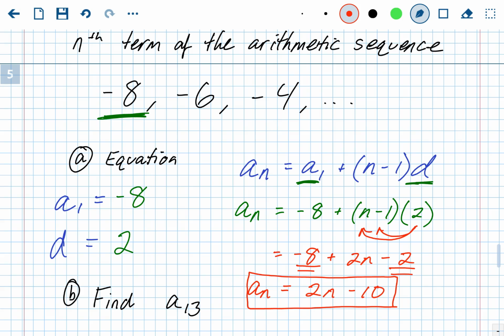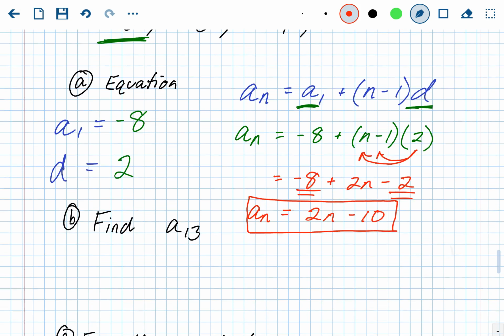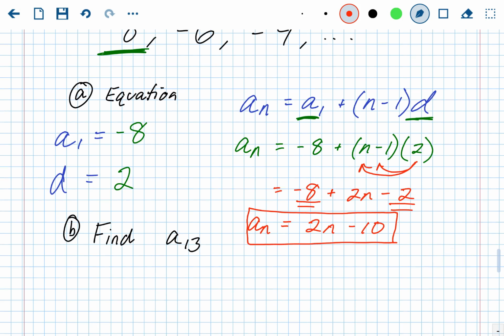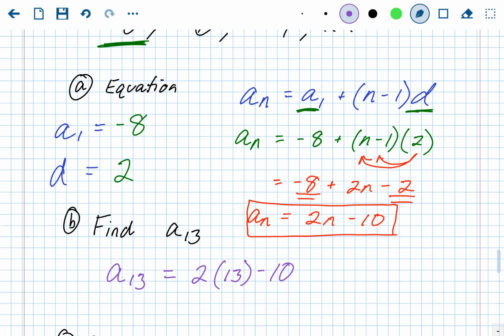So the first question here says find A sub 13. What that means, again, is find the 13th term. So all we're going to have to do is plug in 13 for n. So A sub 13 is going to equal 2 times 13 minus 10. 2 times 13 is 26. 26 minus 10 is 16. So A sub 13, the 13th term, is 16. It's real easy once you have the formula.